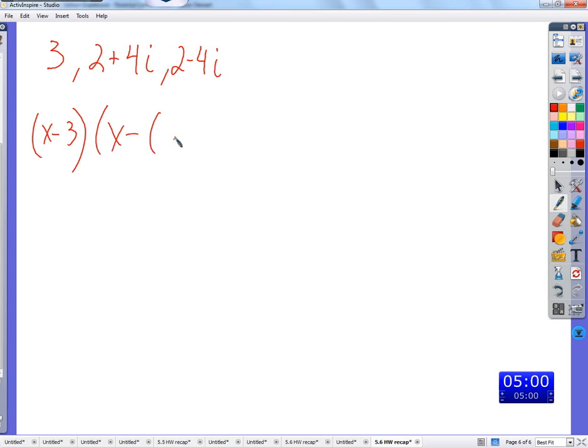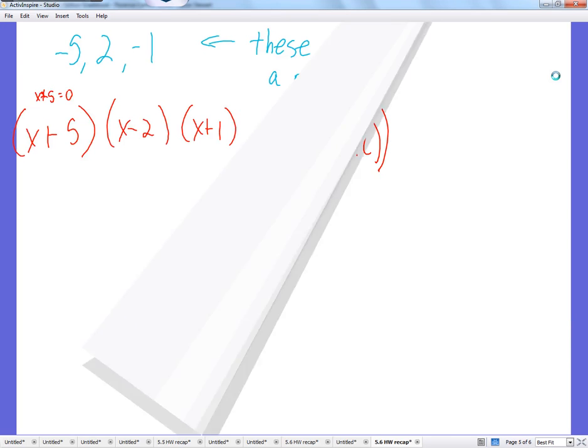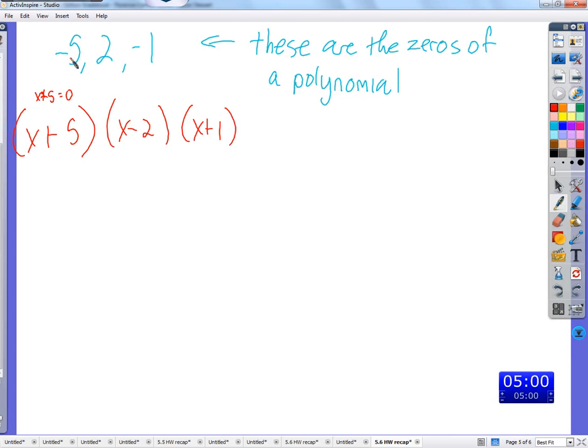X minus 2 plus 4i. Right. And this one would be x minus 2 minus 4i. Whatever the zero is, you could always just say x minus that zero. That works even if they're negative. For instance, negative 5. If we put x minus and then negative 5, what would that be? Minus negative 5. X plus 5.